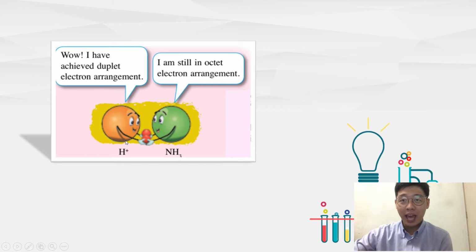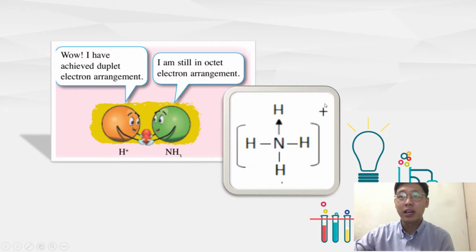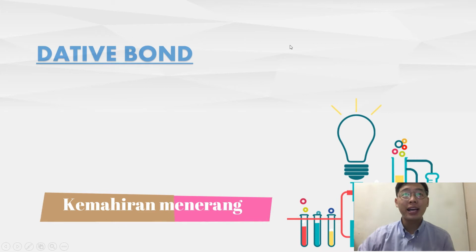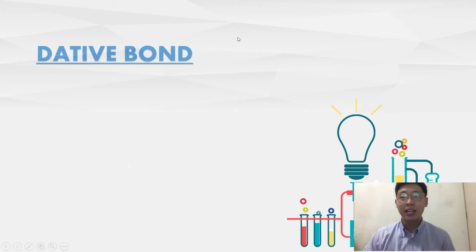What is happening here? You can see that the arrow shows that the dative bond is formed between the N and the H. This means that the two electrons in the NH3 are shared with the hydrogen ion, forming the dative bond. After that, I will explain the meaning of the dative bond.